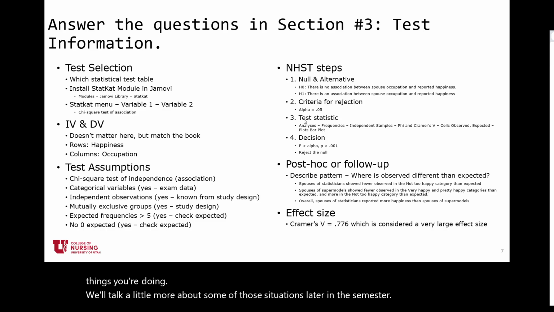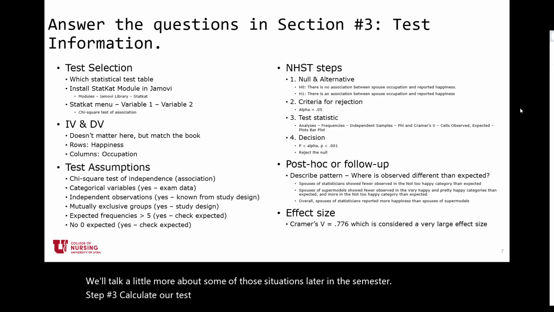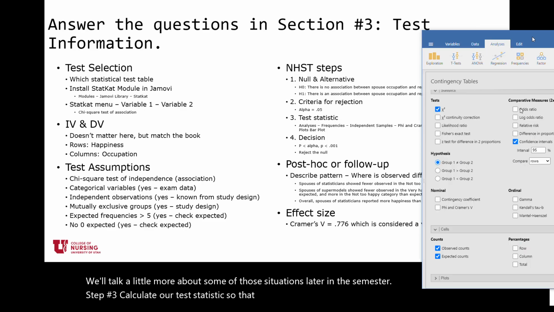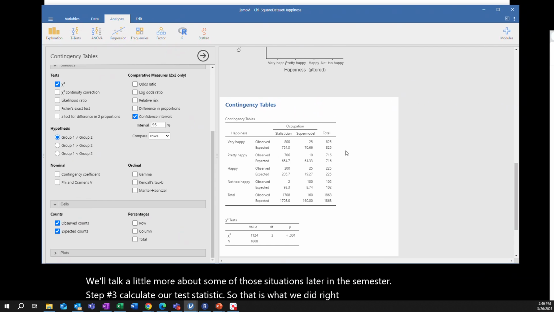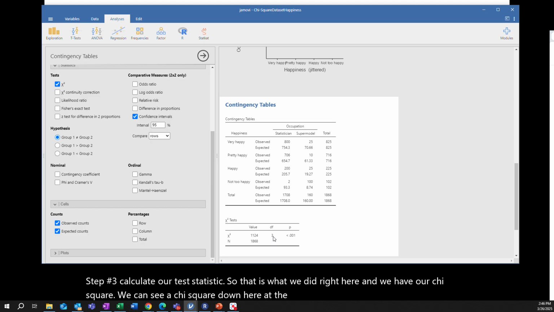Step number 3, calculate our test statistic. So that is what we did right here. And we have our chi-square. We can see a chi-square down here at the bottom. And I'm going to have you add one more thing in here.